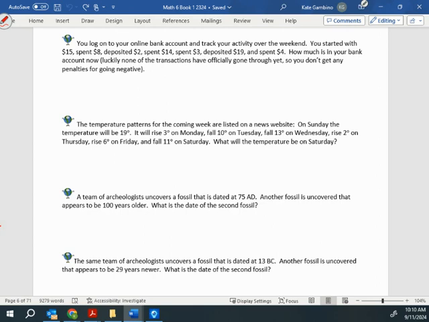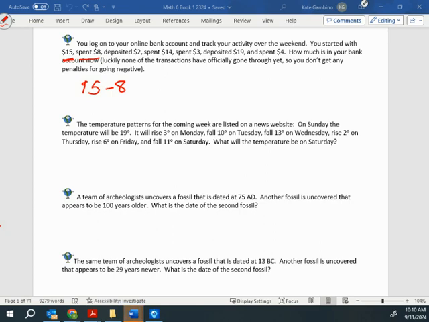So we start with $15. I'm going to write my 15, and I spent 8. So do you think I'm going to add or subtract? Emma? Subtract. Can I do 15 minus 8 in my head?